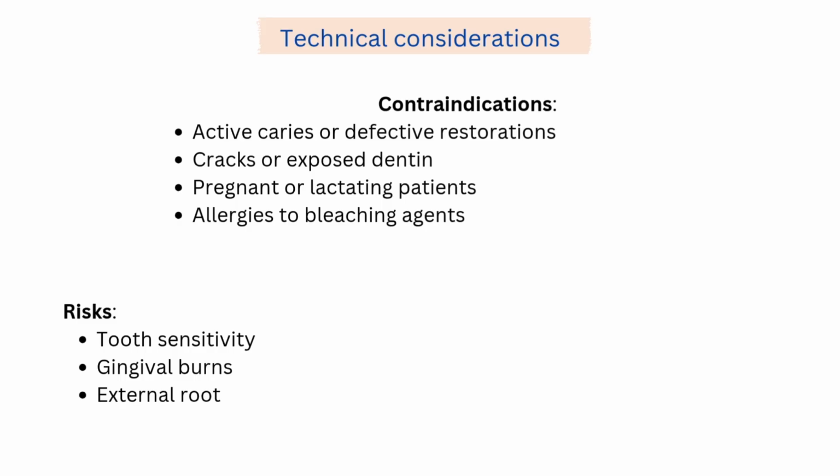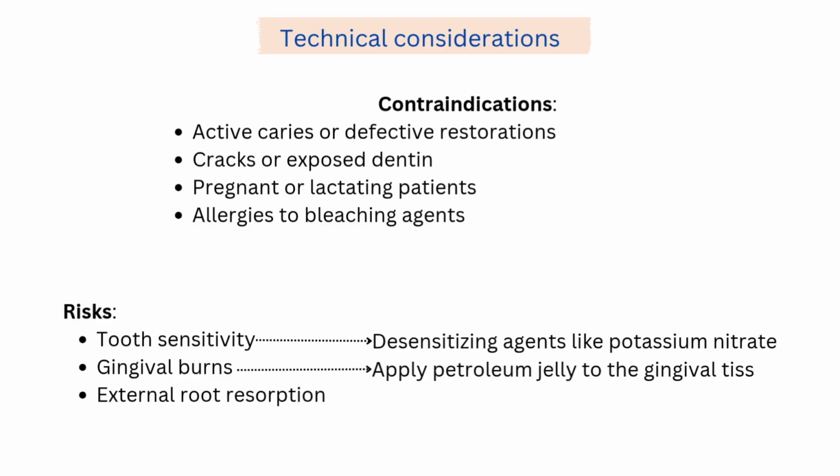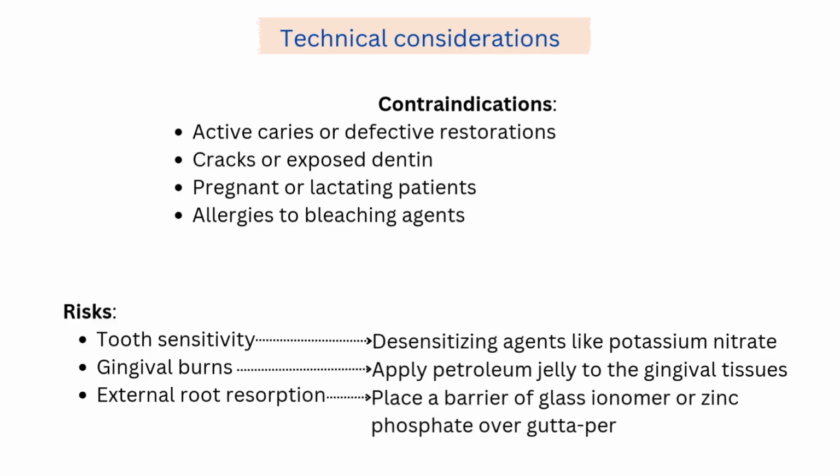Ensure that the bleaching agent is applied only till the saturation point and not beyond that. In case of tooth sensitivity, you can use desensitizing agents like potassium nitrate based toothpaste. And there have been certain cases reported of external root resorption, especially in context to the walking bleach technique. So therein you need to ensure that you place a GIC or a zinc phosphate barrier over the gutta-percha.